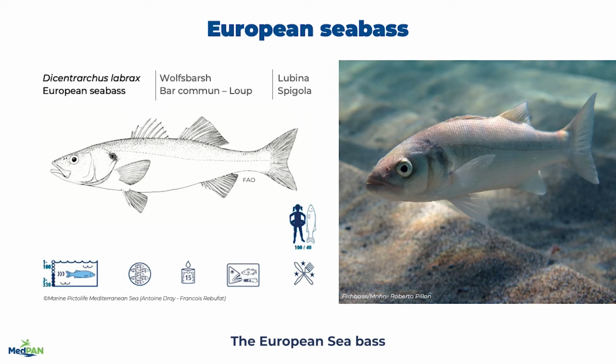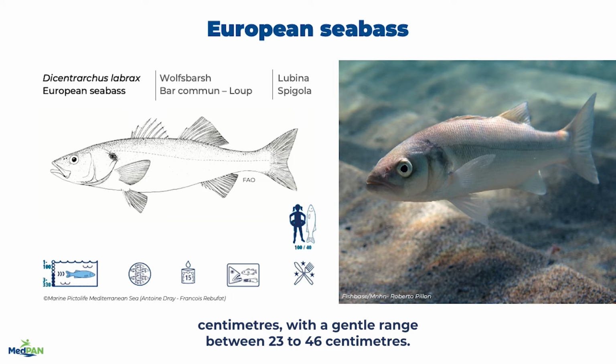The European sea bass reaches maturity at an average length of about 36 centimeters, with a general range between 23 to 46 centimeters. The maximum length encountered so far is 1 meter, while the maximum published weight is about 12 kilograms, and the maximum reported age is 30 years.